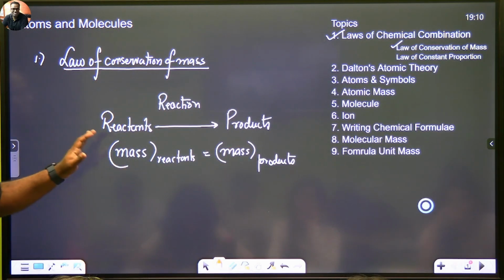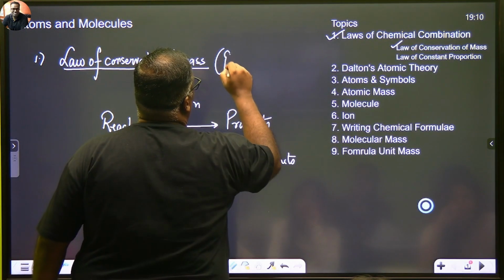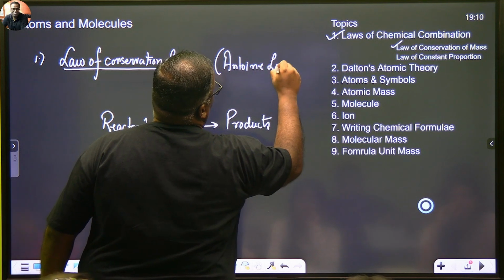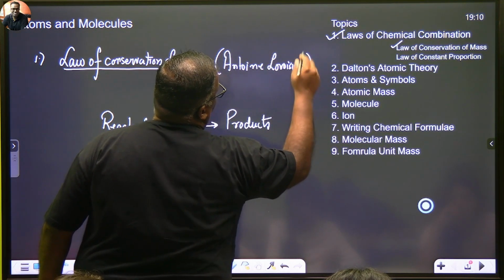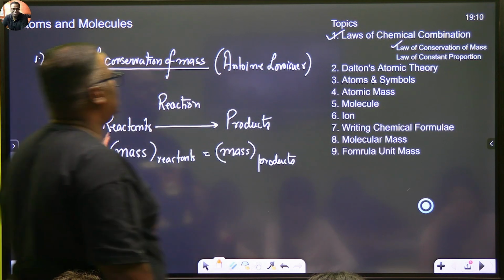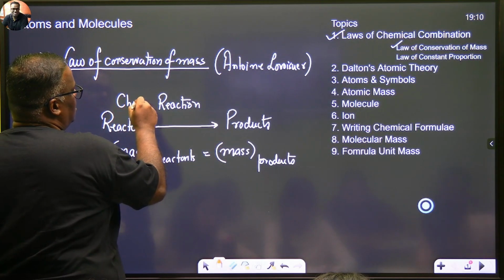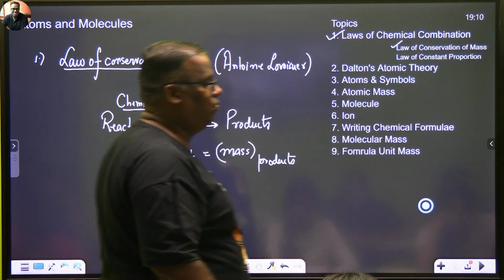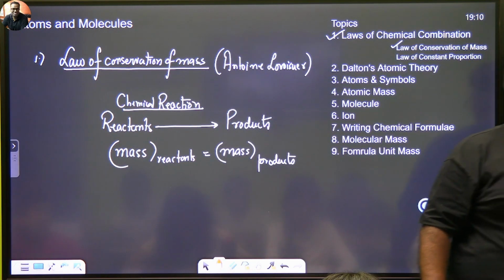So we say that the law of conservation of mass was given by Antoine Lavoisier, L-A-V-O-I-S-I-E-R, and it says that in a chemical reaction, the total mass is always conserved, which means that the mass of reactants should be equal to the mass of products. There is no loss of mass.